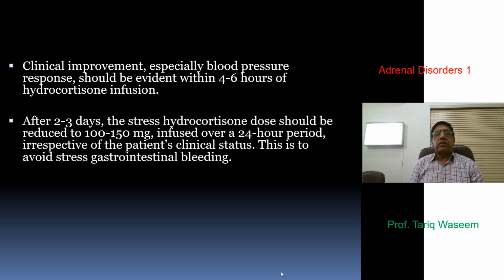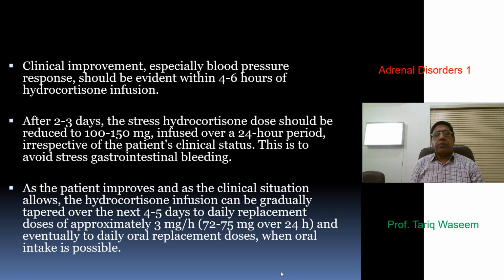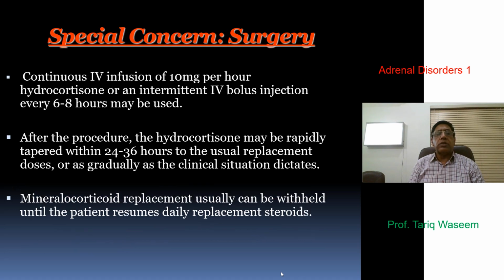After 2 to 3 days, this stress cortisone dose should be reduced to around 100 to 150 milligrams infused over a 24-hour period, and this would at least avoid stress-induced GI bleeding. And as the patient improves, the continuous infusion should be gradually tapered to the daily replacement dose, which is usually 3 milligrams per hour, and eventually to the daily oral replacement dose when it is possible.